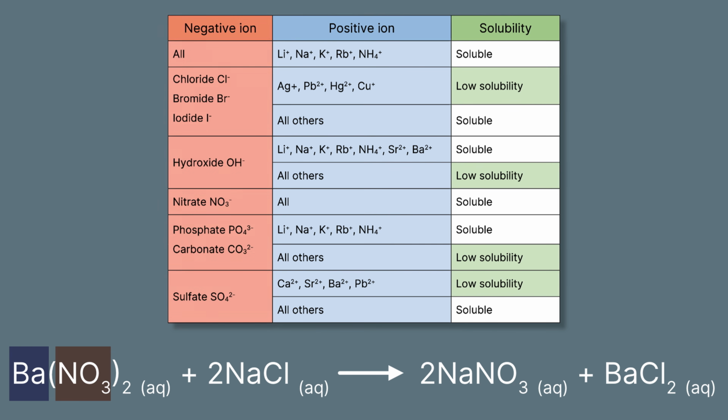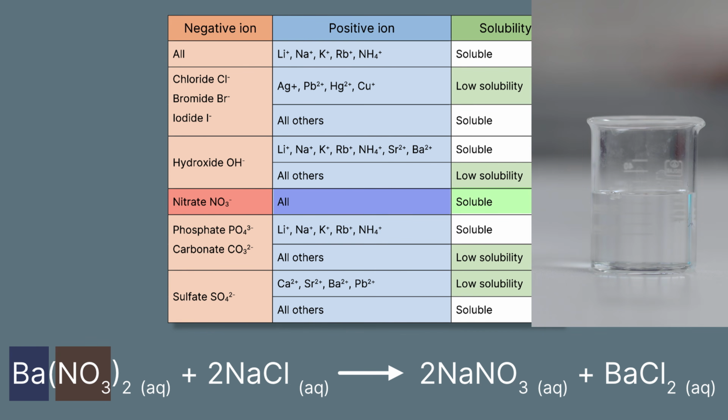We start off with a negative ion, and then we find its row, and then we read horizontally to see what pairings with that negative ion and what result we'll get out of that combination and whether that compound would be soluble. So barium nitrate, our negative ion is the nitrate, so we find the row, and we read horizontally, and basically all pairings of any positive ion with nitrate would be soluble, which matches what we saw in reality.